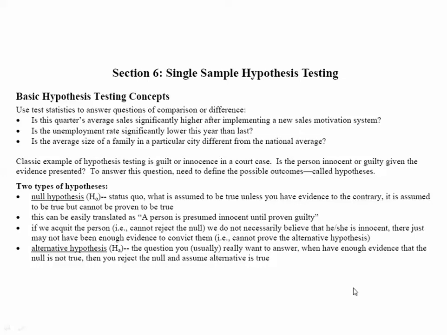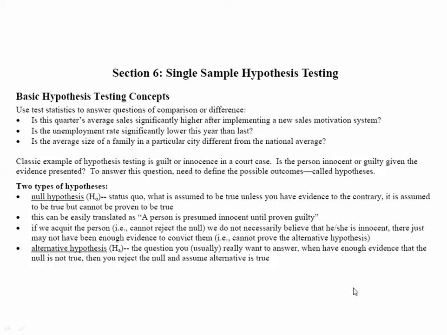So what is the alternative hypothesis? This is the question you're really trying to answer. This is the research question. So when we have enough evidence that the null is not true, then you reject the null hypothesis and assume that the alternative is true. Now the wording here is going to be critical because we'll never use the word prove. We'll just say that we cannot reject or we fail to reject the null hypothesis.